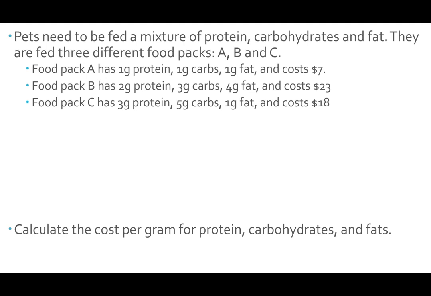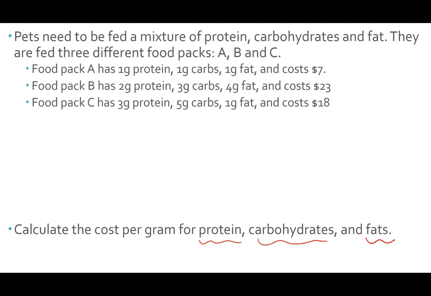Here we have pet food. We're trying to feed our pet with different food packs, A, B, and C, and each of these food packs are made up of a different combination of protein, carbohydrates, and fats. All of them also come at a different cost. Our goal is to figure out the cost per gram for protein, carbohydrates, and fats based on the information above.